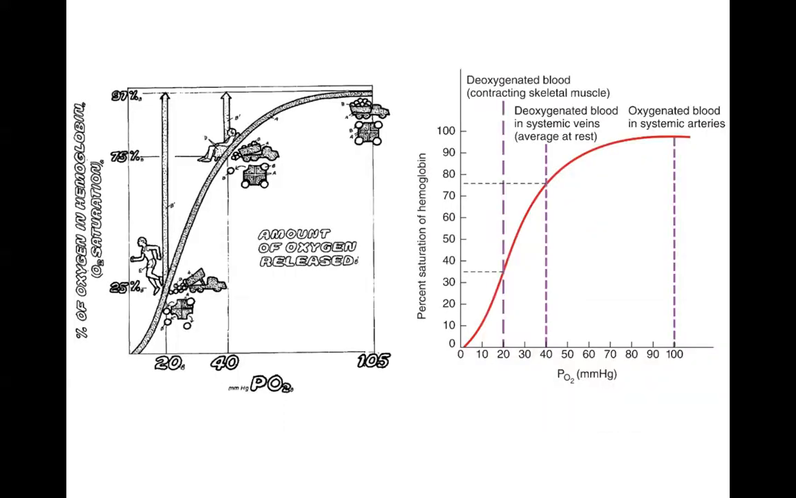Here's what the oxyhemoglobin dissociation curve looks like. It's an S-shaped curve. I actually got two different illustrations showing you the same thing. This one's from your textbook. It's a little more technical. I like this one because it's got a little kind of analogy here.